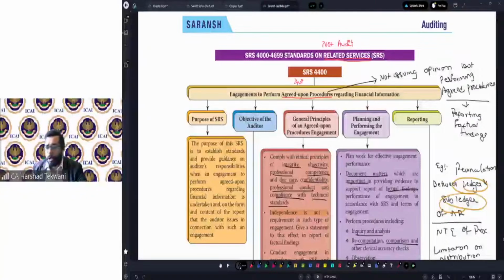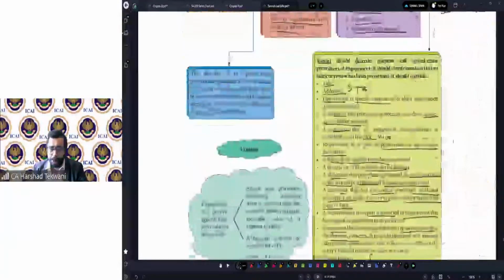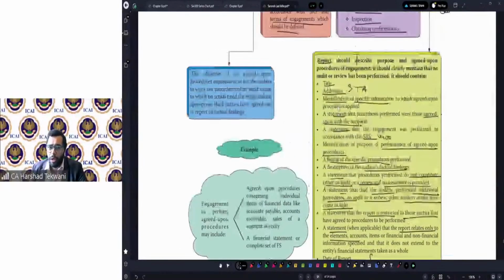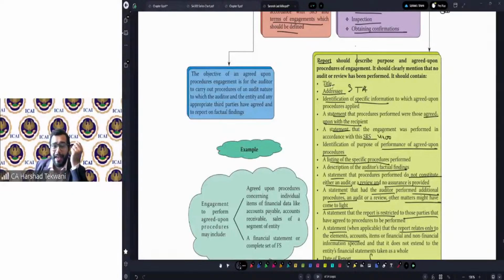In your report, the term I am using is just report. The position is this way; this is the hierarchy given here. For example, first I will have the title address, then the specific information upon which I have performed the agreed upon procedures. This is the hierarchy you need to follow.